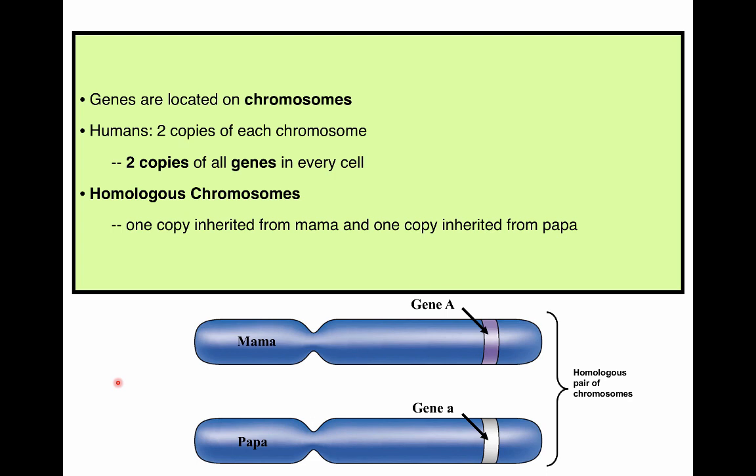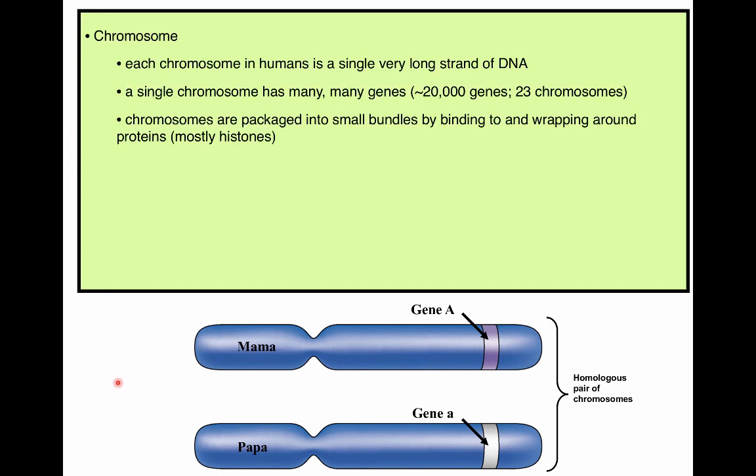So you inherited one version from mama and one version from papa. So that's why you have two. Fusion of the sperm and egg brings one version of each chromosome, and so you end up with two of each. So each chromosome, again, is a long single DNA molecule.